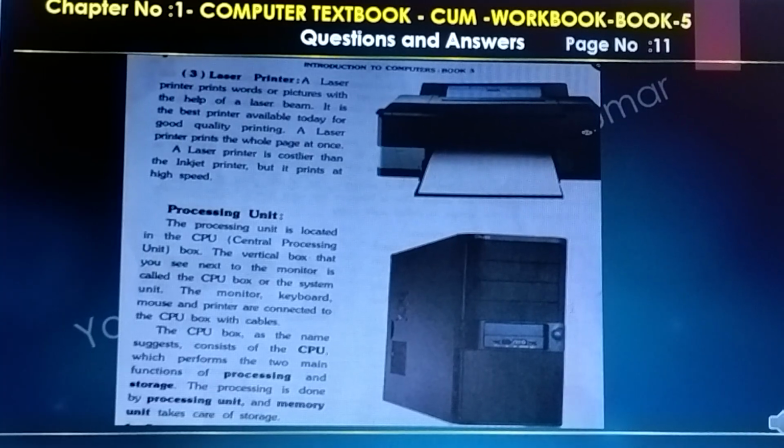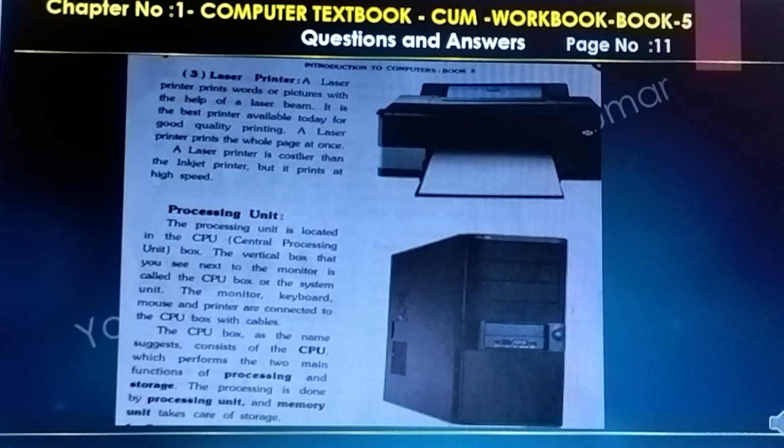Processing unit. The processing unit is located in the CPU, central processing unit, box. The vertical box that you see next to the monitor is called the CPU box or the system unit. The monitor, keyboard, mouse and printer are connected to the CPU box with cables. The CPU box contains the CPU, which performs the two main functions of processing and storage. The processing is done by the processing unit and the memory unit takes care of storage.